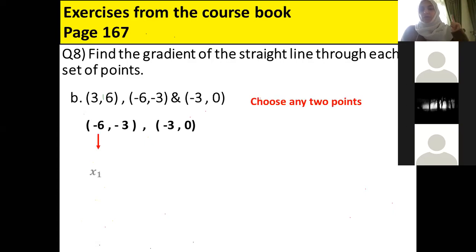We pay attention to where y is and where x is. It's always y divided by x. Pay close attention to this, guys. It's always the y change over the x change. I just labeled the x and y.